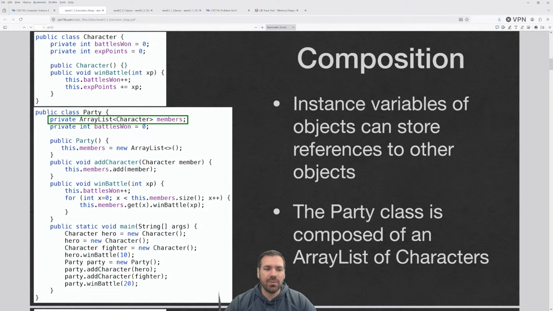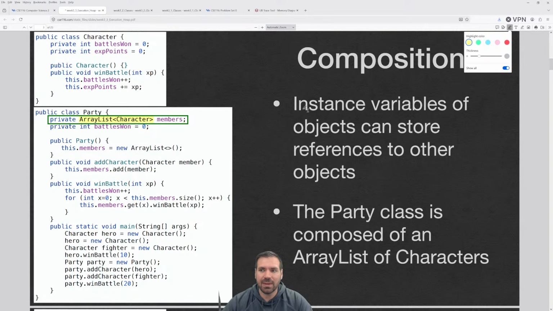So in this memory diagram, we're going to see that in action. I don't like the vocab, but the concept is critically important: we do have an instance variable that is a reference to another object on the heap. And absolutely we can do that.